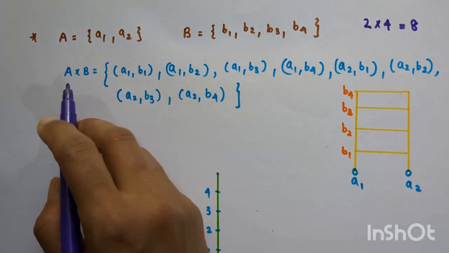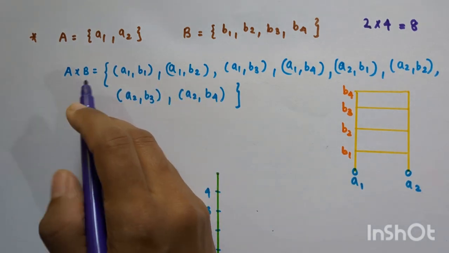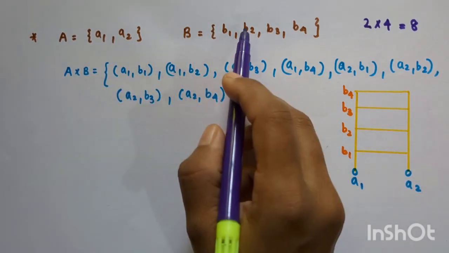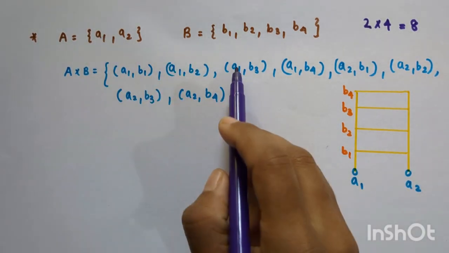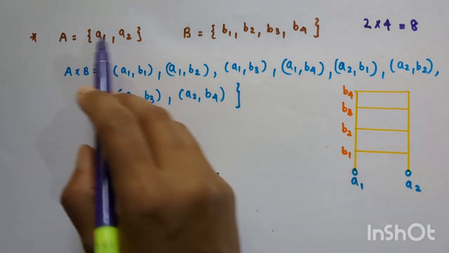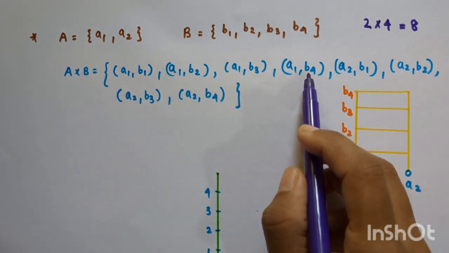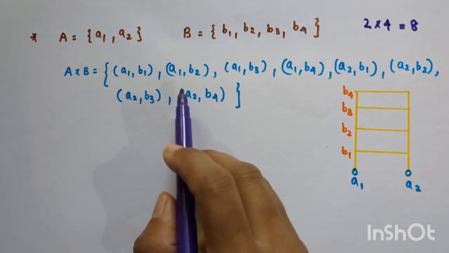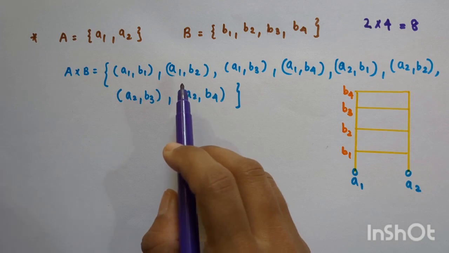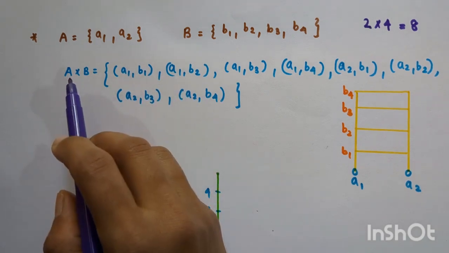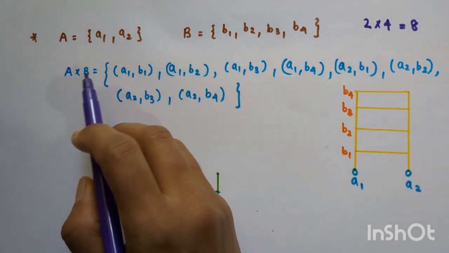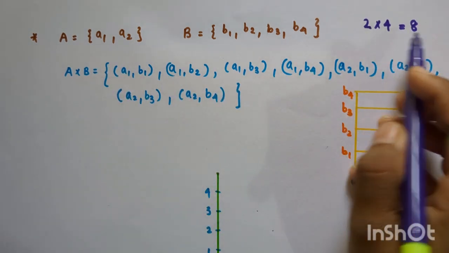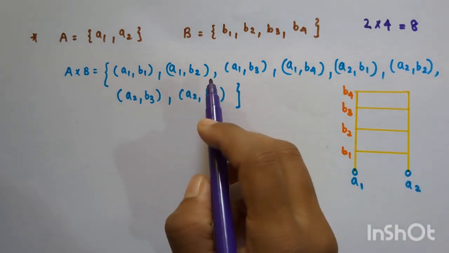So let us write the Cartesian product of A and B, that is A cross B. First element in A with first element in B, first in A with second in B, first in A with third in B, first in A with fourth in B. Similarly A2B1, A2B2, A2B3, A2B4. How many elements are there in the Cartesian product? 1, 2, 3, 4, 5, 6, 7, 8. So 8 ordered pairs are formed here.